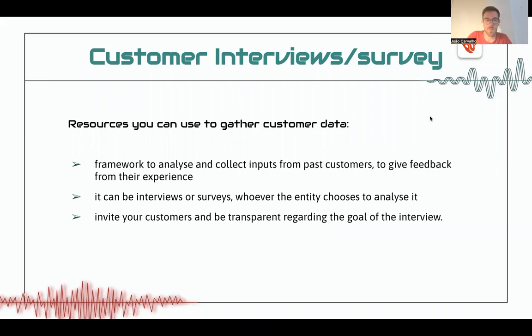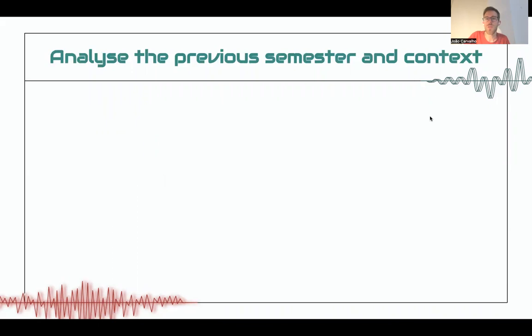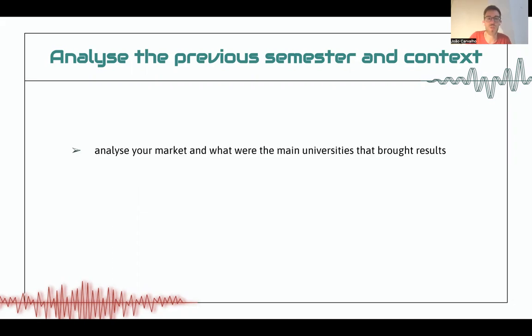So now, analyze the previous semester and context. Why do we always need to analyze the context? Because the world is always changing, so we can't define a persona without analyzing the previous semester and the context. So we always need to analyze the market and, for example, which universities are bringing results. Then create a PESTEL.